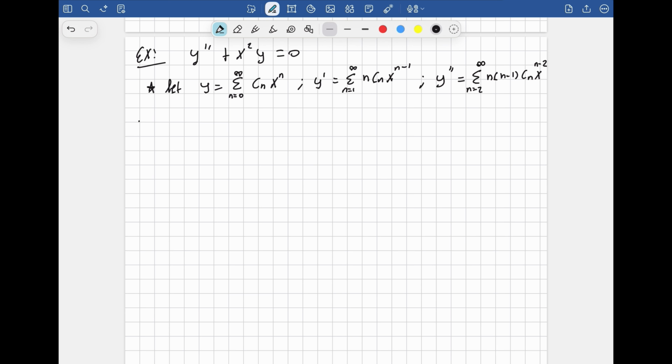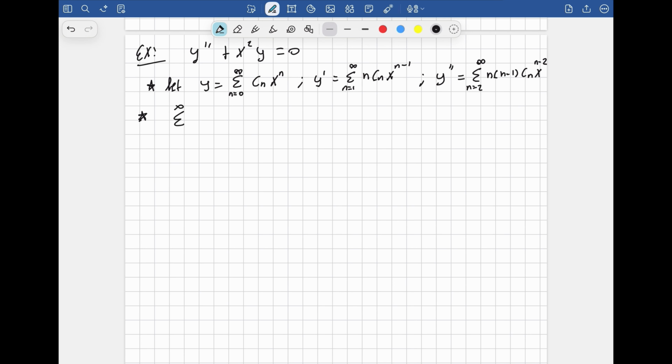Just like before, we are going to be subbing this back into the original equation up here. So y double prime is the sum of n(n minus 1) c_n x to the n minus 2, plus x squared times y. Here's y, and I'm going to multiply x squared in there, so it's just going to add a plus 2 here, but I'm not going to write it out twice, so I'm just going to write the product as before.